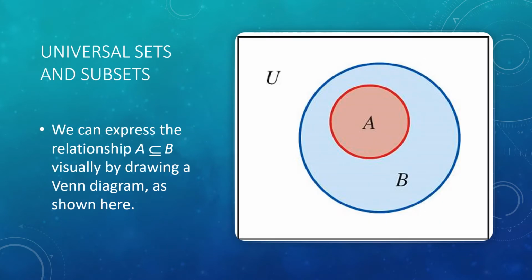Here we have a Venn diagram where I am expressing the relationship A is a subset of B. You can see everything that's in A is contained within the set B. So here we would say, you can see right here, A is a subset of B. And they're both a subset of the universal set. That's this big set out here, you can see the U. So both of those sets are a subset of the universal set.